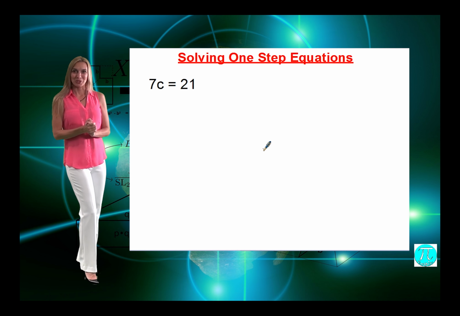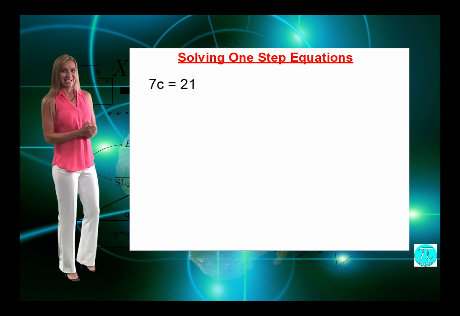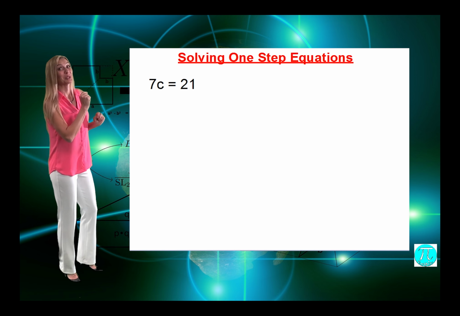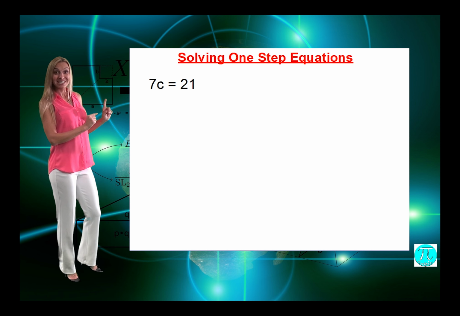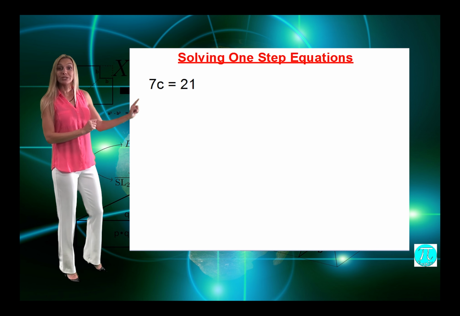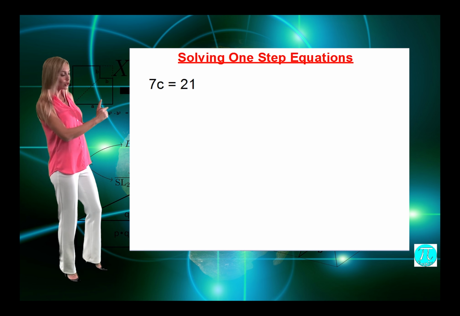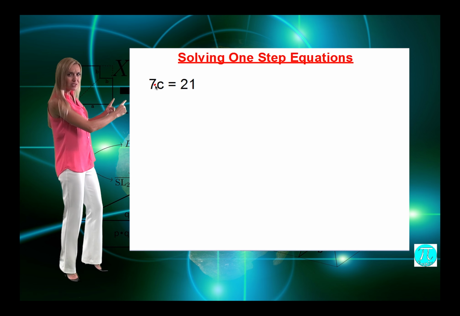We're going to be continuing solving one-step equations. This time around, this equation is a multiplication: 7 times c equals 21. So what do we want to do? If you look between the 7 and the c, there's a multiplication that's invisible.